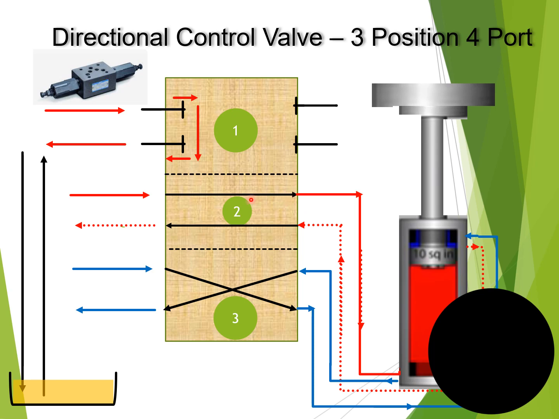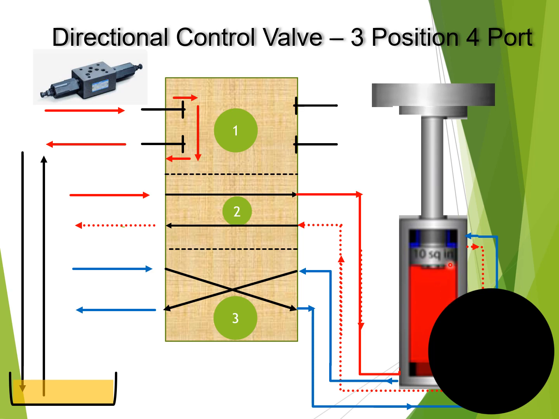So the fluid is entering in this position from here, going into the bottom, escaping from the top and returning again, shown by the dotted line, returning from here. So this is the second position where the fluid is making the piston go up. The third position is shown with the blue line. The fluid is entering here. It is going from here to the top, and then it is pushing the piston down.